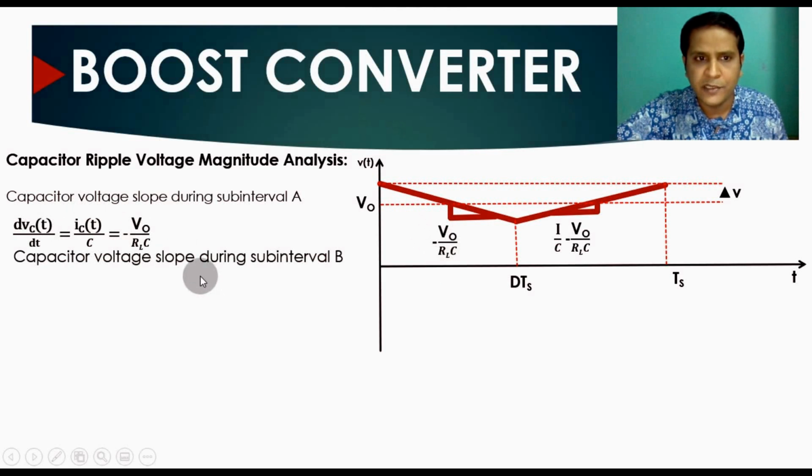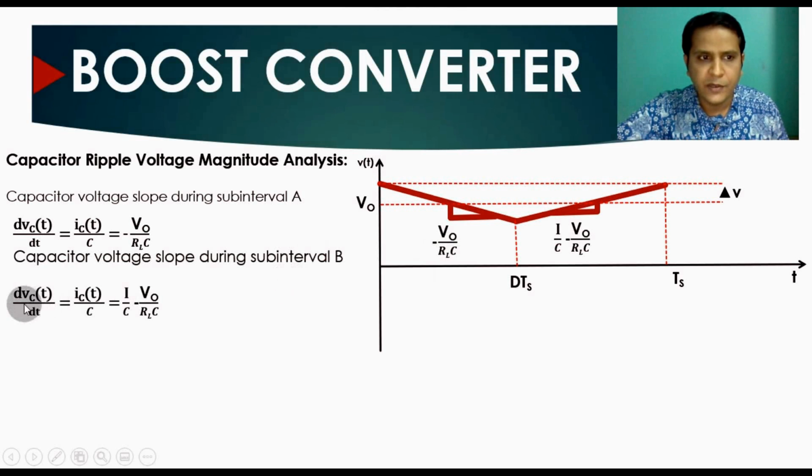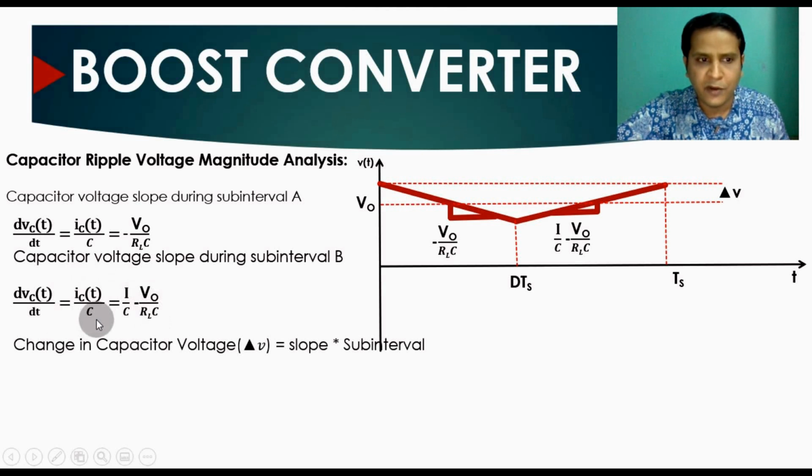And now the capacitor voltage slope during subinterval B is given by dVc over a time period T equals IC over a time period T divided by C, and this you have as I divided by C minus Vo divided by RL into C. You have already calculated how this comes. If you replace IC by I minus Vo divided by RL, then you can get this.